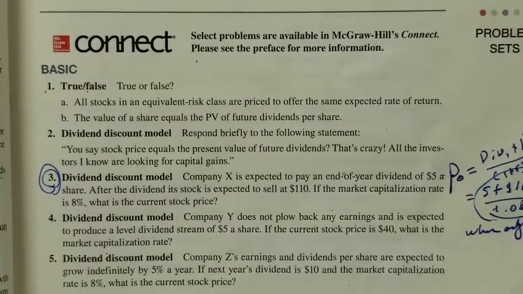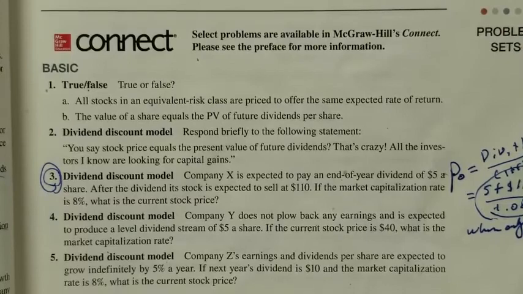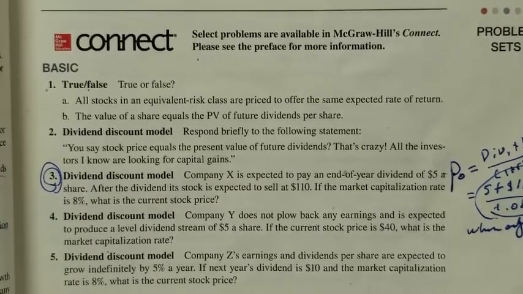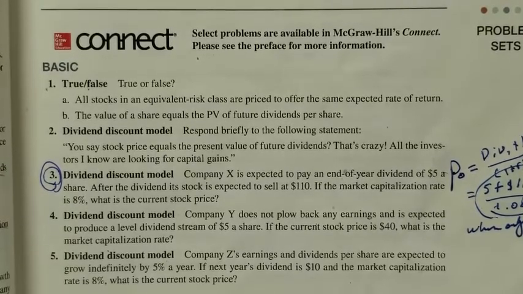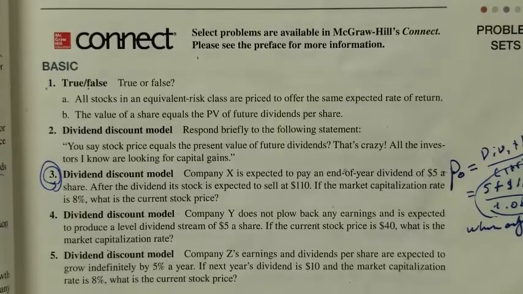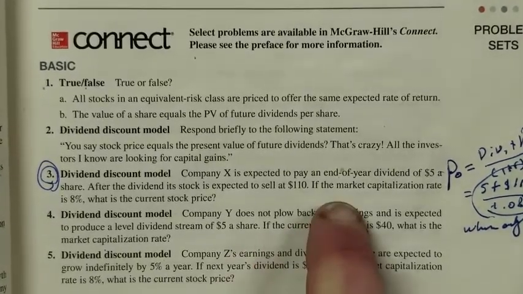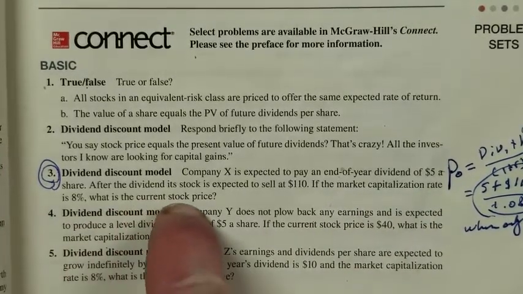Because basically we do take this model and it is the most basic form of the dividend discount model, just shy of being what I would call the Gordon growth model, which is used for constant growth in dividends and dividend streams. Anyway, if the market cap rate is 8%, what is the current stock price?